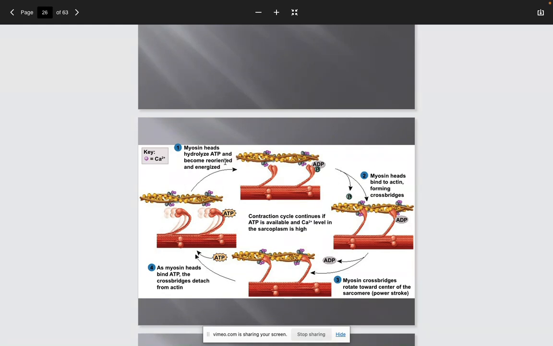The myosin head hydrolyzes ATP, becoming reoriented and energized. So ATP hydrolysis, okay, it's going to form ADP. Myosin is able to bind to actin to form this cross bridge. Awesome. Once we have the cross bridge, we can then go on to form the power stroke. The power stroke allows the thick and thin filaments to slide upon each other, and as the myosin head binds ATP, the cross bridge detaches. That's the final step for relaxation. ATP needs to be present for muscle relaxation to occur.